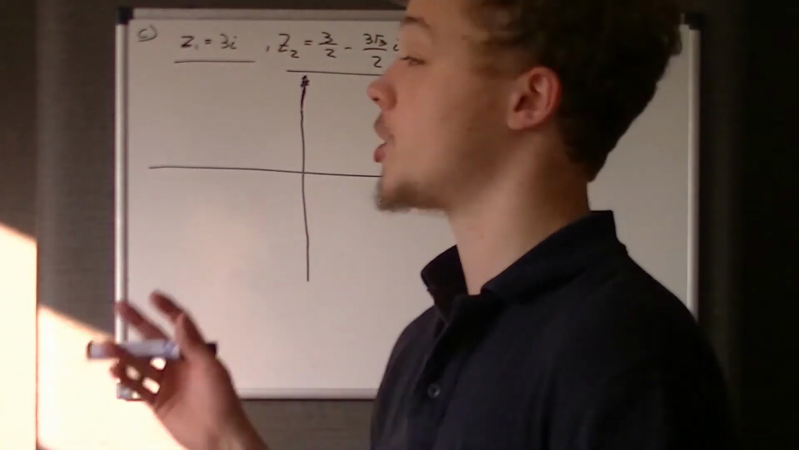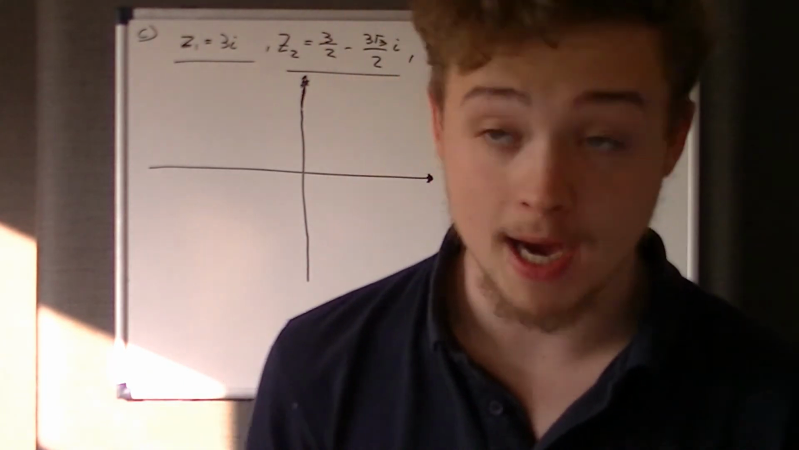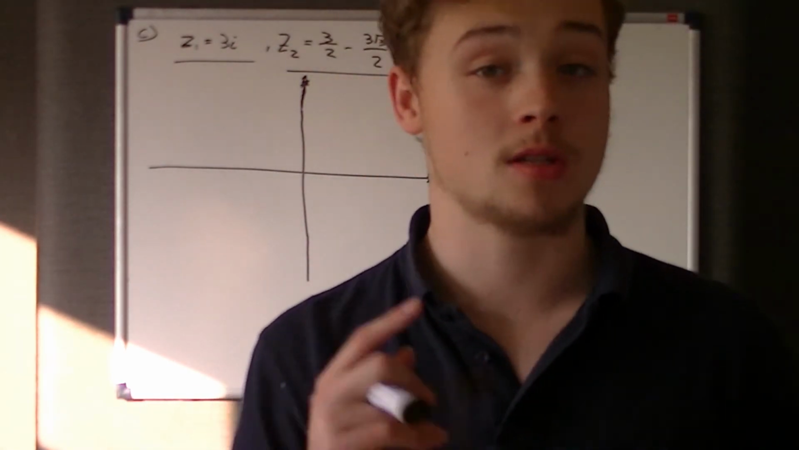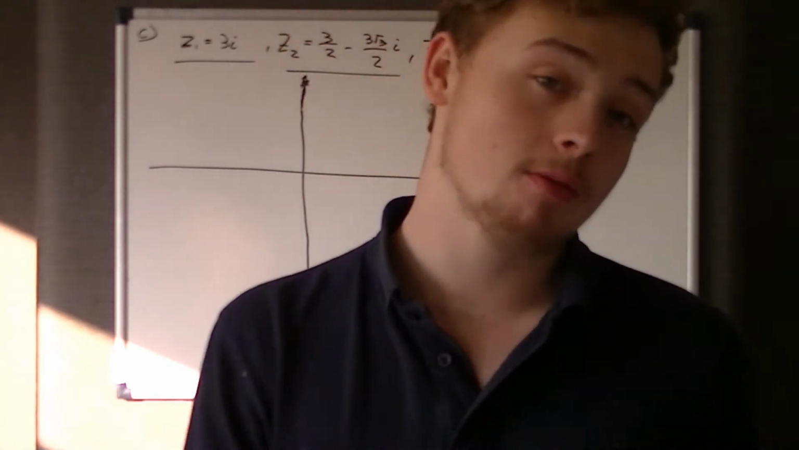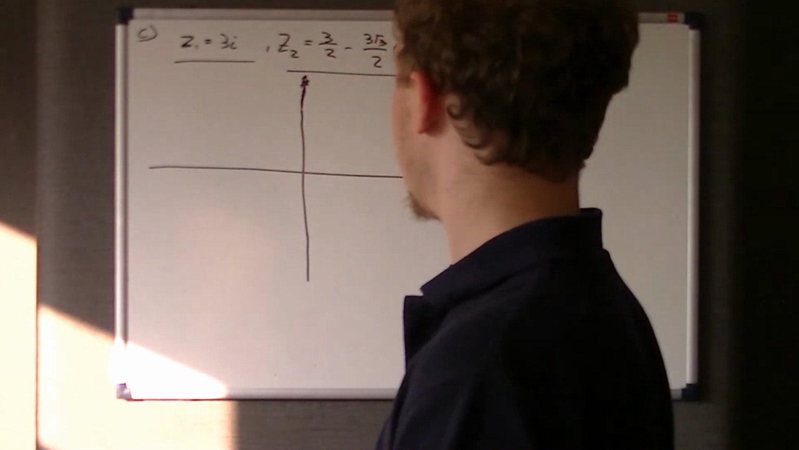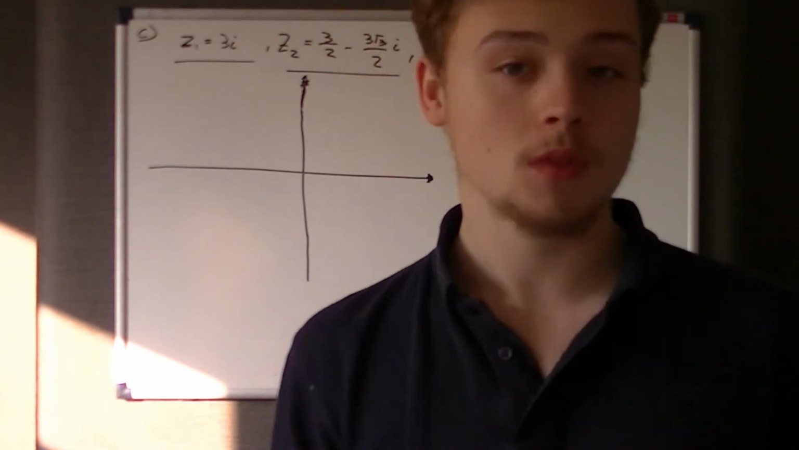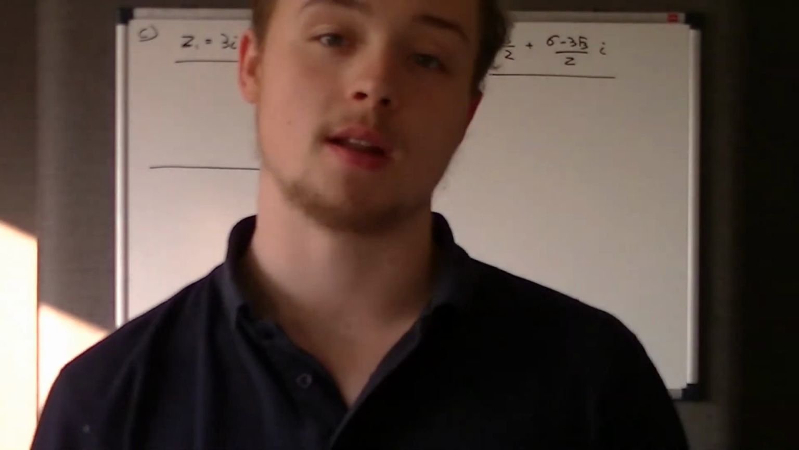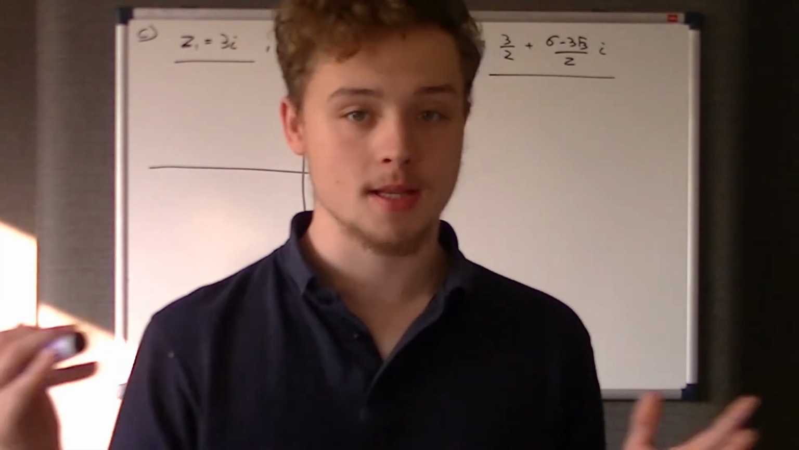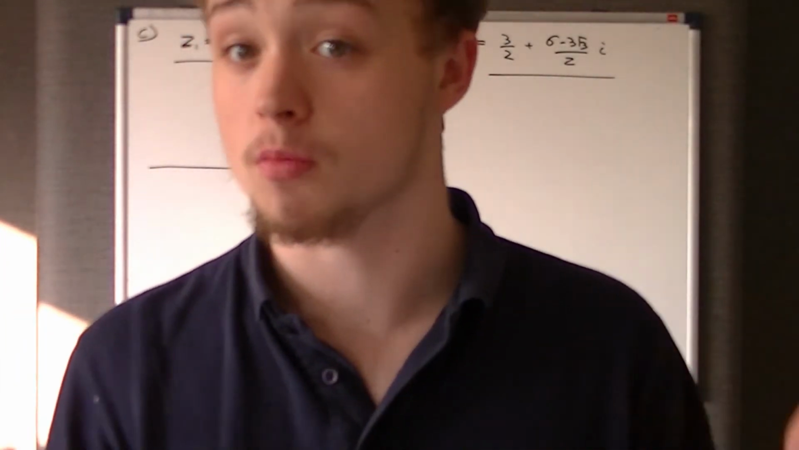where Z1 is the first complex number, which we said was 3i. Okay, Z2, which is 3 over 2, or 1.5, minus 3 root 3 over 2 i. Okay, so we're also asked to represent what Z1 plus Z2 is, so we need to know what that complex number looks like.